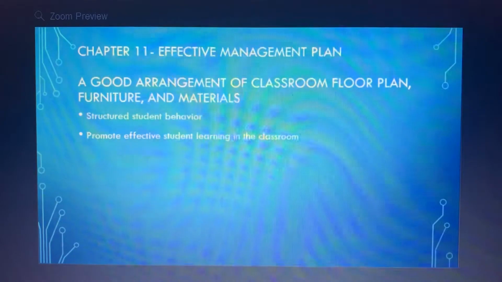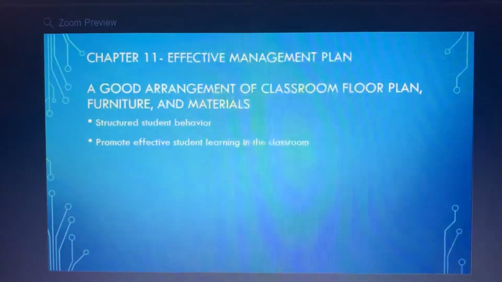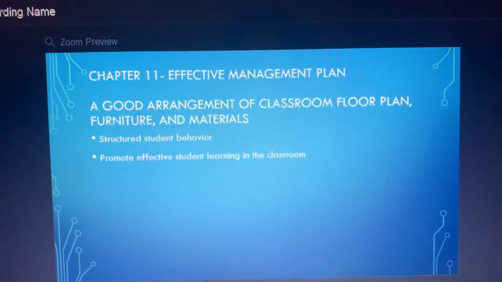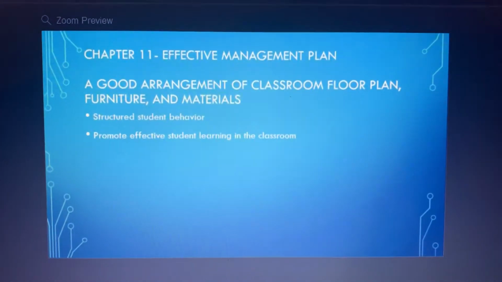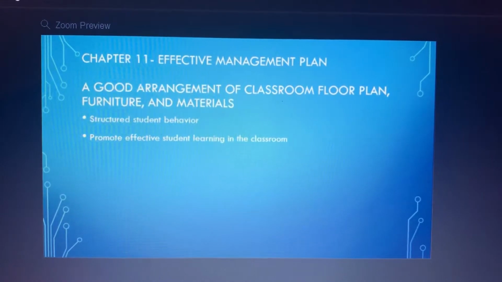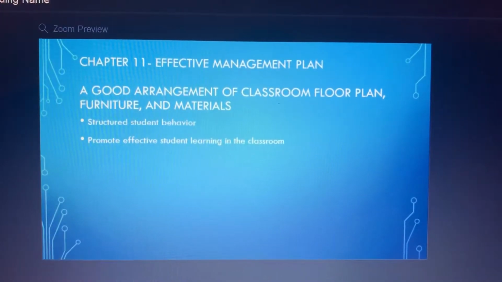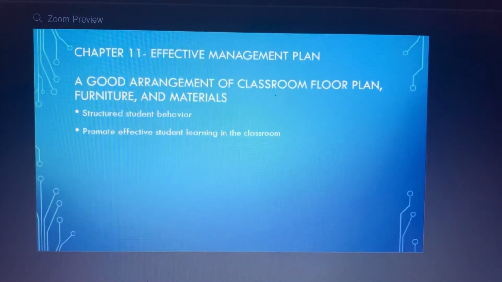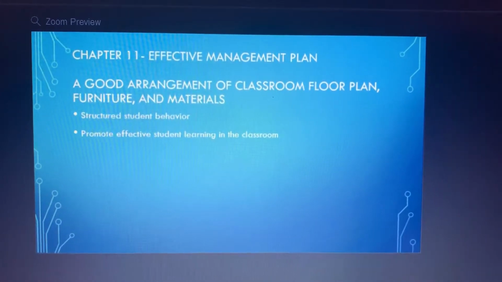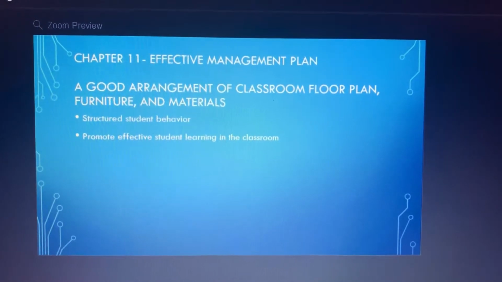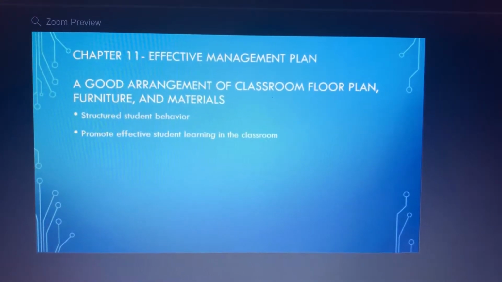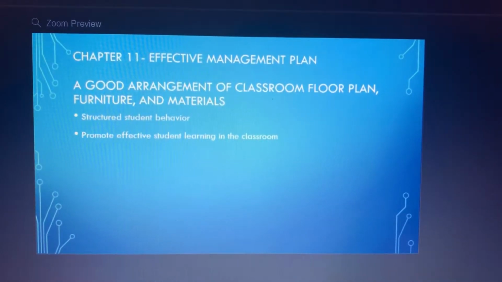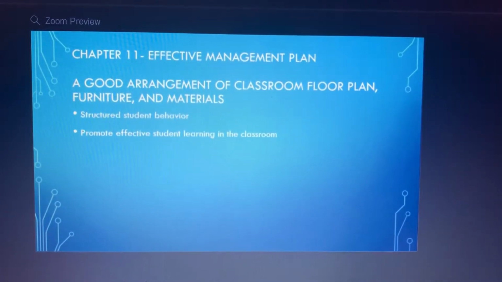Chapter 11 focuses on effective management plans. A good arrangement of a classroom floor plan, furniture, and materials is very important. Structured student behavior also promotes effective student learning in the classroom. I would say that we need to keep in mind all of the students in the classroom. There are some with special needs, so make sure that furniture is easily accessible and there's enough space between the furniture and the classroom is organized so that the students can learn easier.